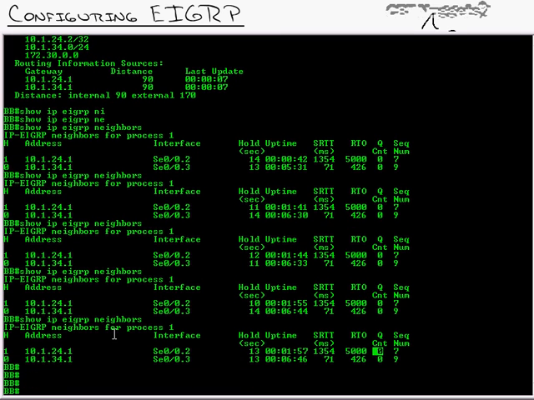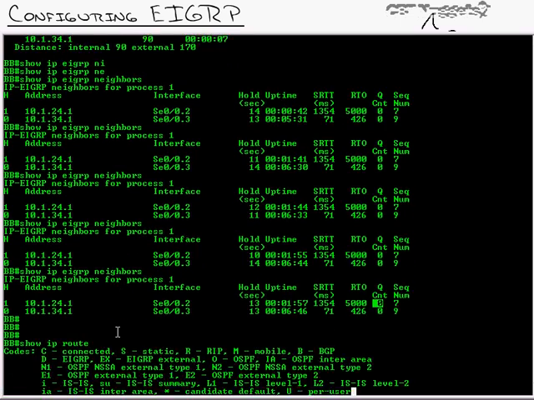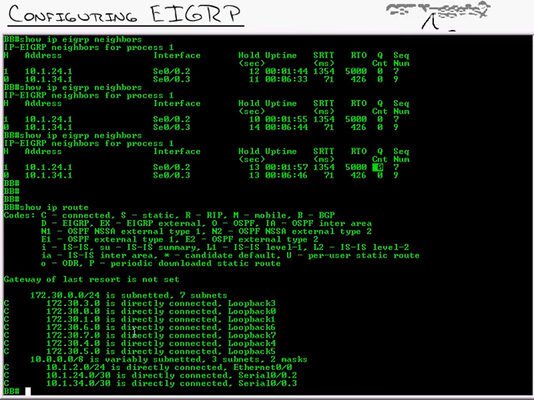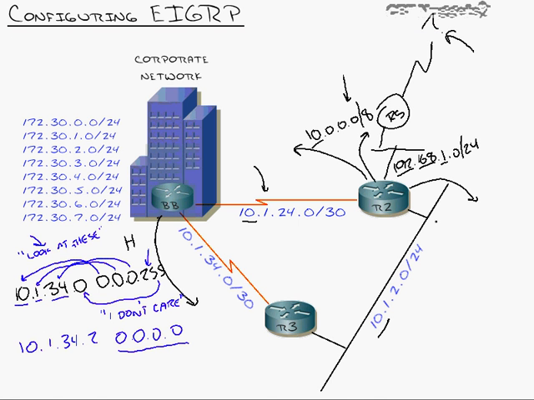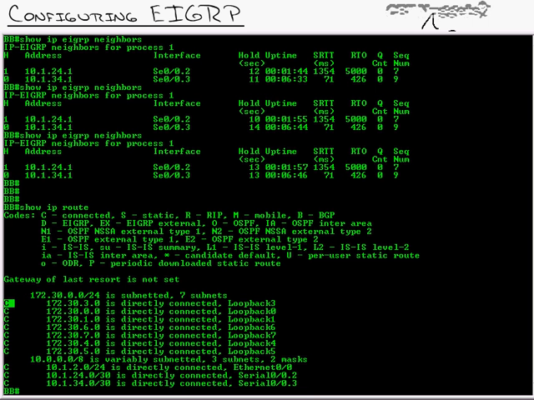But the point is that if you're not seeing routes with that show IP route command, the first place I always go is that show IP EIGRP neighbors. Now hold on a second. Whoa. Oh, wait a sec. Take a look here. Are we missing something from this routing table? Yes, we are. There is a network behind router 2 and router 3, 10.1.2.0/24. Do we see that with a D by it? No, because I goofed up.